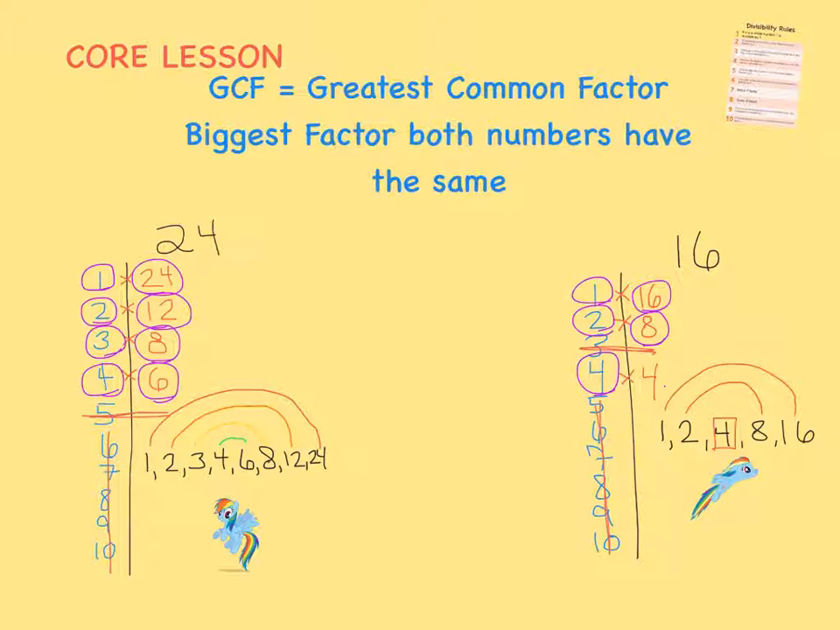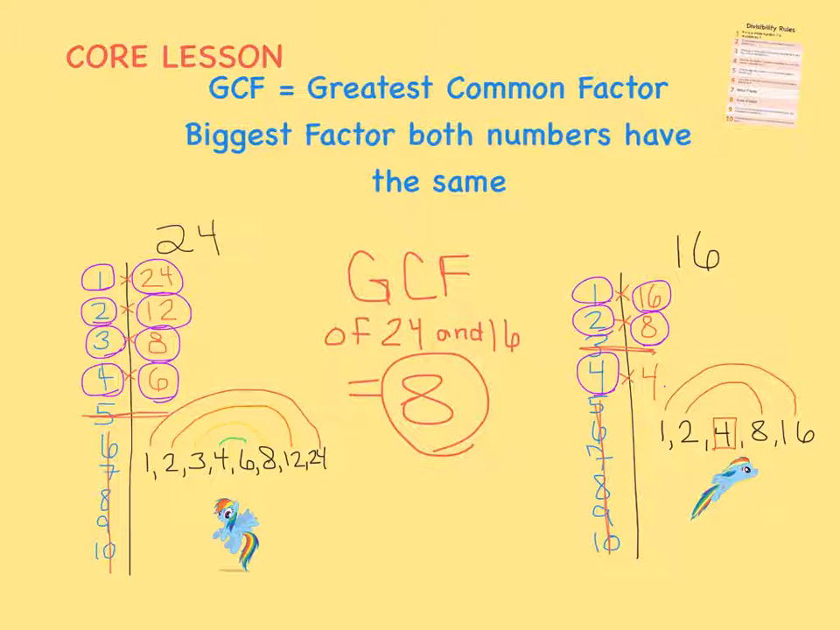So what's a GCF? GCF stands for greatest common factor. It's just the biggest factor both numbers have in common. If we look at both of our factor rainbows, we notice that the biggest number they have in common is 8. The GCF equals 8 in this example.